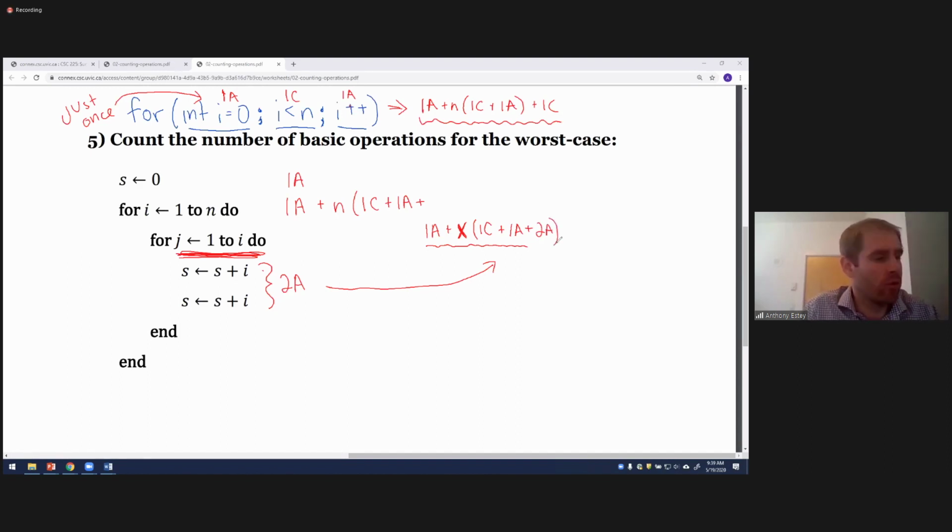Then at the very end, we've got our single condition to break us out of that inner for loop, which is again all part of this thing we're doing n times. Then we've got the final one condition to break us out of the outer for loop. So does it make sense where I'm getting all these values?